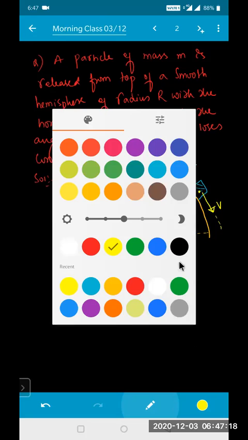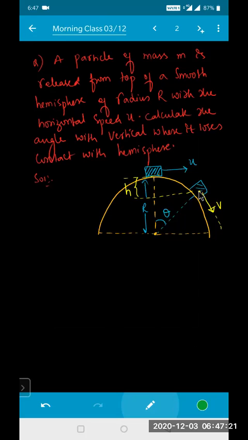Before it is dropped, now tell me what are the forces acting on this body? One is, no doubt, its weight acting in the downward direction, that is mg. If this is theta, obviously from alternate angles this one is also theta. If you resolve it, over the center there is mg cos theta, and along this direction it will be mg sin theta, isn't it? And the normal acting on this body is N.